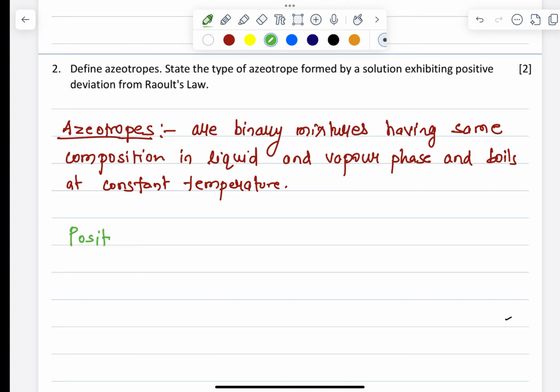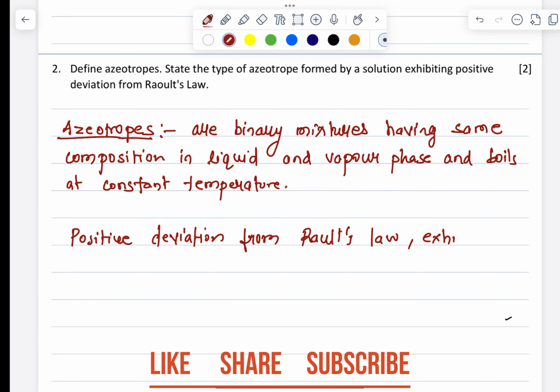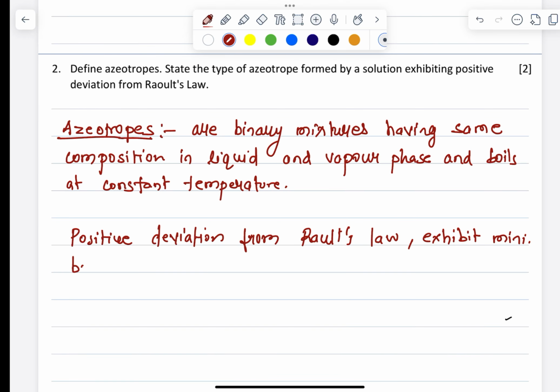positive deviation from Raoult's law exhibit minimum boiling azeotropes.